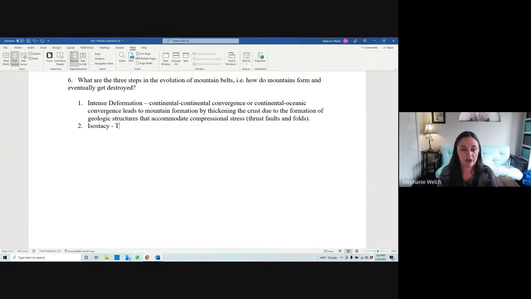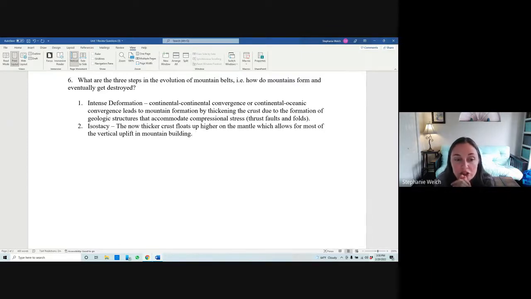So in isostasy, the now thicker crust floats up higher on the mountain, on the mantle, sorry, which allows for most of the vertical uplift in mountain building.